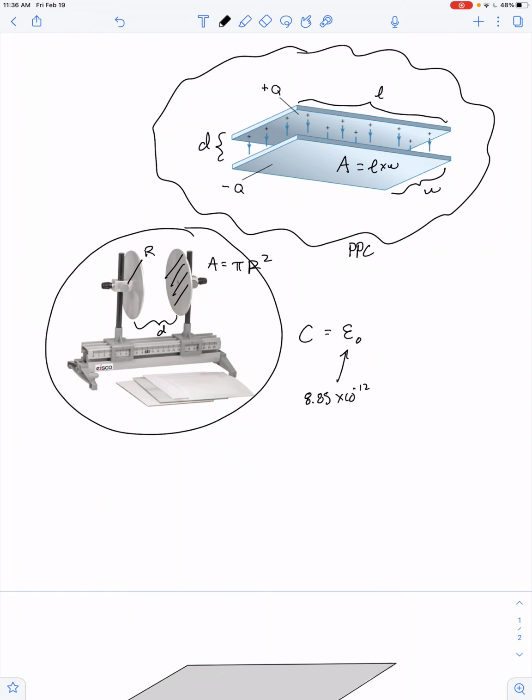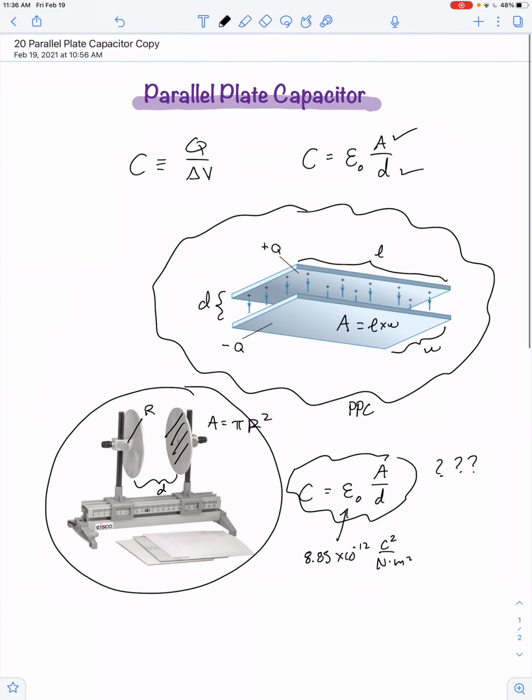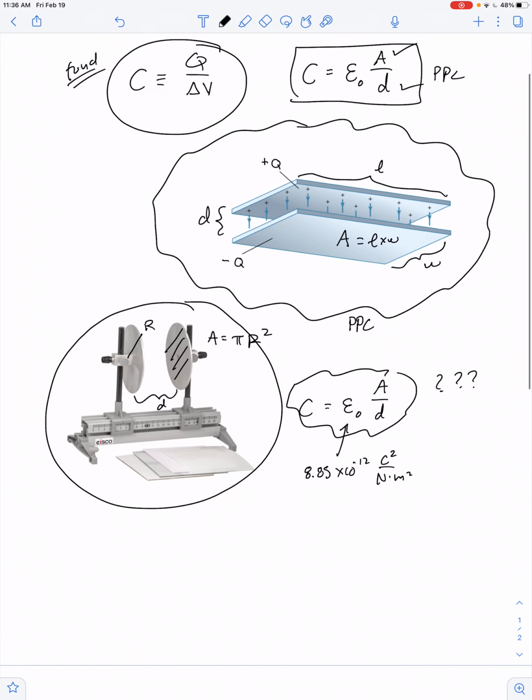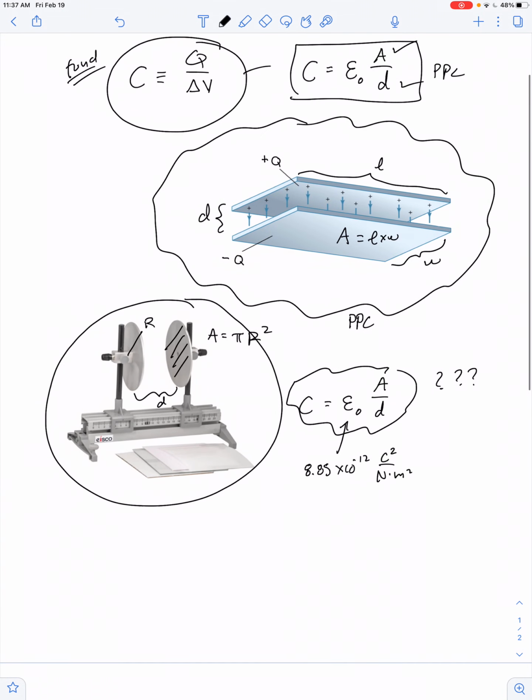What are the units for this? Coulomb squared per Newton meter squared, right? Yep. Multiply that permittivity times the ratio of the area over the distance, and you've got the capacitance. Well, where does this equation come from? Well, we can actually derive it from this equation. So this is the more fundamental equation. This is true for all capacitors. This equation is only true for the parallel plate capacitor. So let's see how we can derive the one equation from the other.